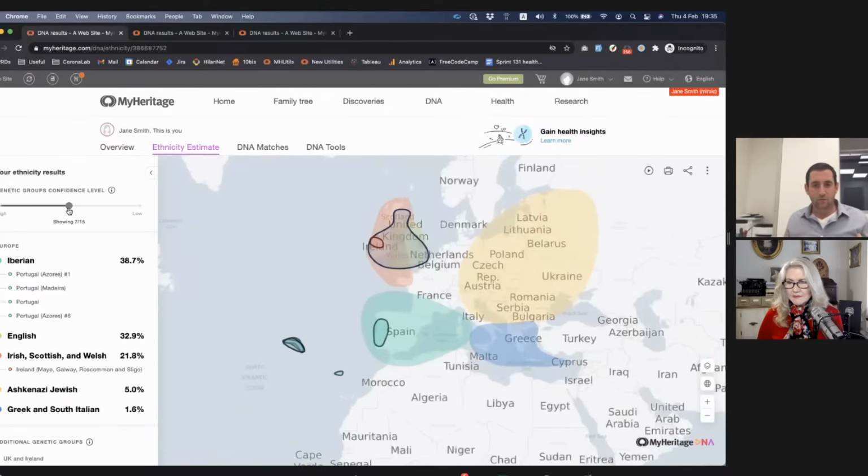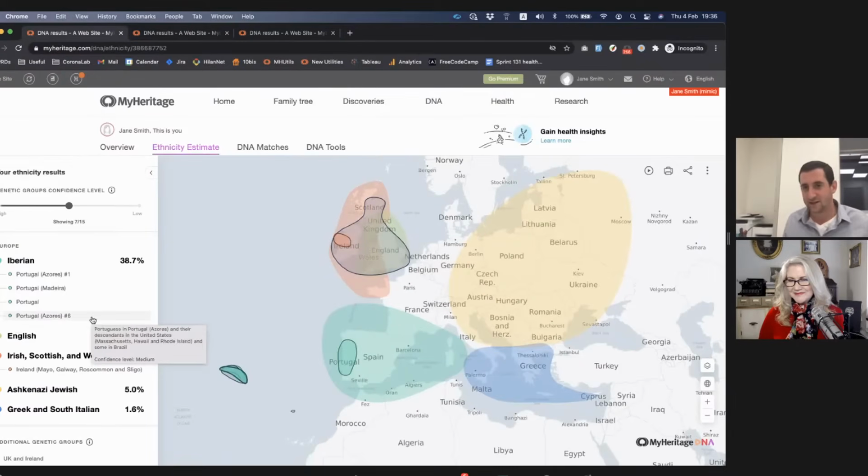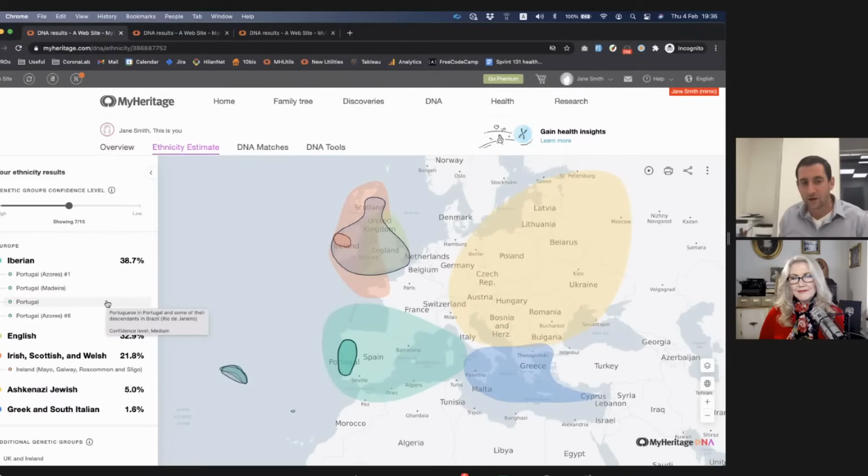So I'm jumping back to medium, and now we're looking at the medium and high. And for example, we can see here, again, we've got Portugal, Azores, and I'll talk about the number here in a second, and Madeira. And why do we have two groups for Azores, 1 and 6? So remember that we build those clusters of DNA matches grouping together? Well, that means that we ended up with two genetic groups that when we looked at the information, we couldn't tell a different story. We couldn't give it a different name.